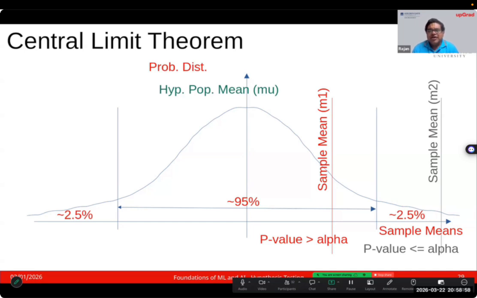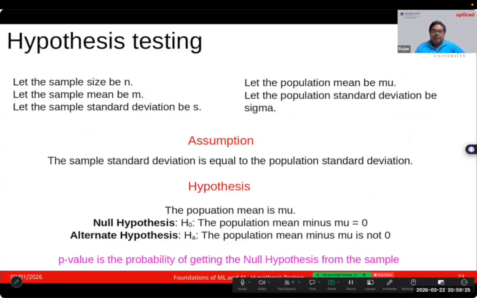Therefore, if the p-value that we calculate for the sample using the hypothesized population mean is less than alpha, then you reject the null hypothesis. Otherwise, you do not reject the hypothesis. So this is the message. I'm going to introduce a couple of terminologies.